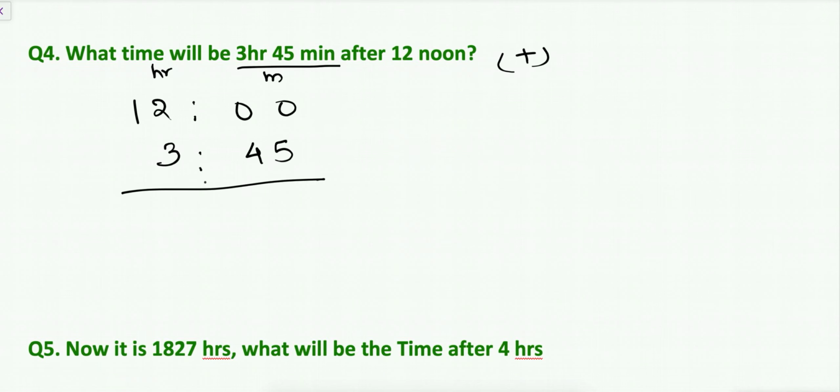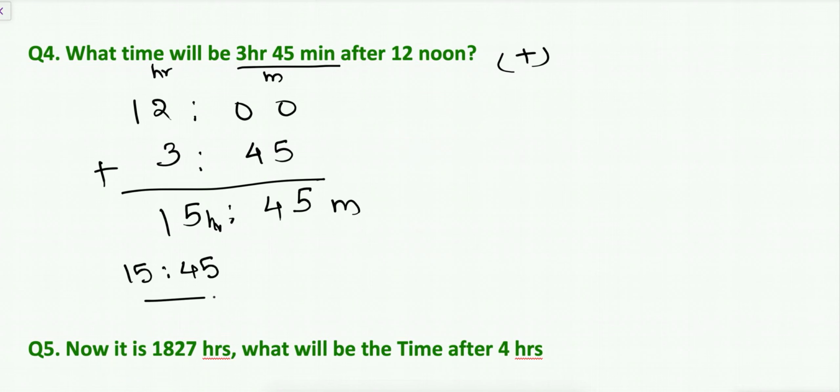So now we have to do the addition. So it is 5 and here 4, and this is minutes, and 3 plus 2 is 5 and 1. This is hour. So it is 15:45. So we can write it as 15 hours 45 minutes.